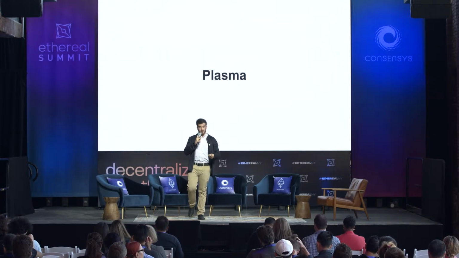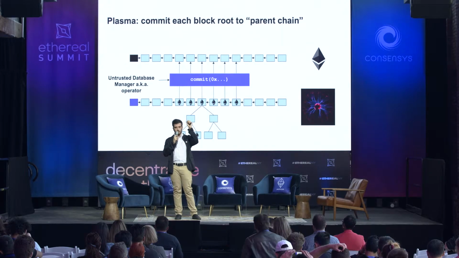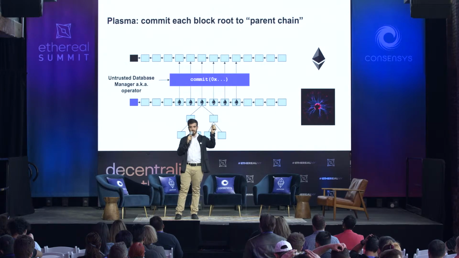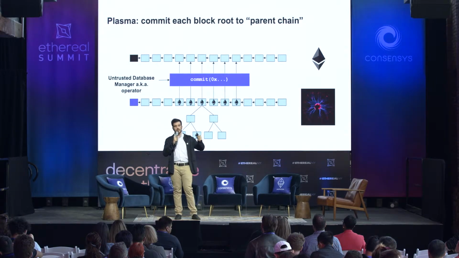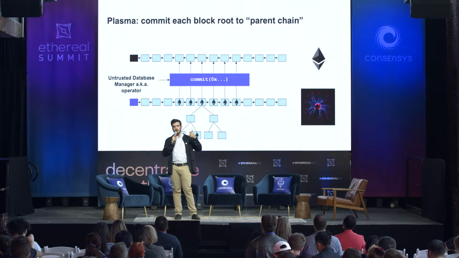So on the topic of the presentation, Plasma, the thing in our veins, it's a chain. It's like a side chain, but it has a primary difference. Instead of having the starting and the destination chain, you have the parent chain and the child chain, or whatever term you prefer. And what happens is that you have an untrusted database manager, usually called the operator, which takes all the content of the Plasma chain and creates the Merkle root. The Merkle root is the hash of all the contents in the block arranged in a specific structure. Then that root gets committed, stored in a smart contract on Ethereum.